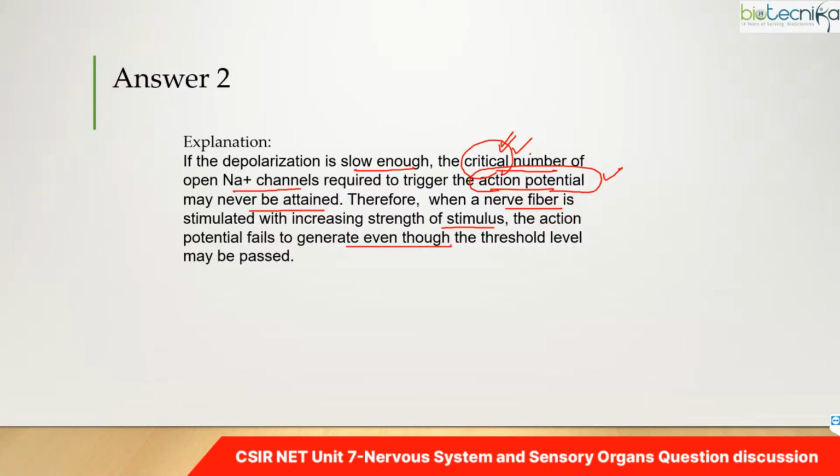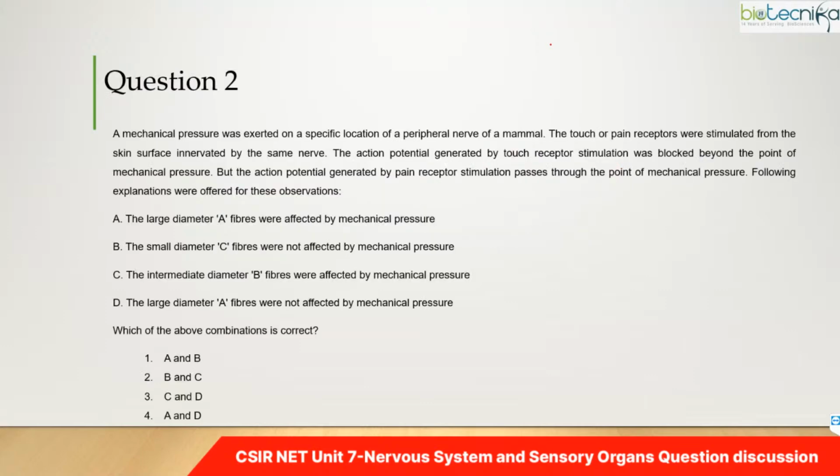Right, now let's move on and see further. So I'm sure everybody is now understanding how to solve this type of statement-based questions. Next is question number 2. It says a mechanical pressure was exerted on a specific location of a peripheral nerve of a mammal. The touch or pain receptors were stimulated from the skin surface innervated by the same nerve. The action potential generated by touch receptor stimulation was blocked beyond the point of mechanical pressure. But the action potential generated by pain receptor stimulation passes through the point of mechanical pressure. So the following explanations were offered for these observations.